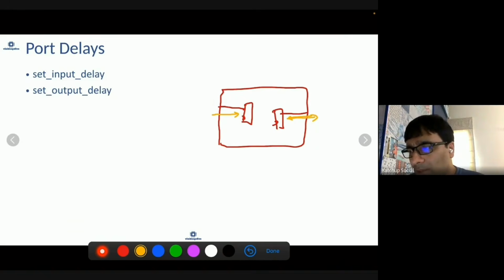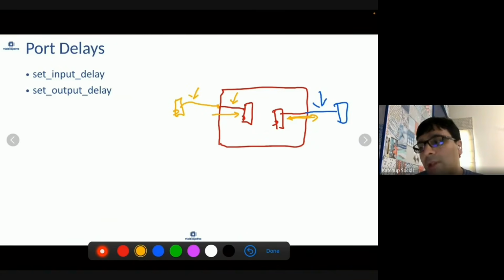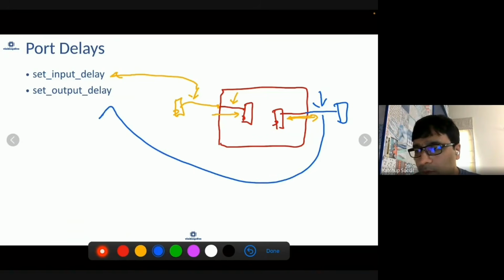Now, in order to meet this timing, you need to know what is the delay on this path. But since this is not a flop, you also need to know, when this is connected, what will be the delay on the outside of this design. And on the output side, what will be the delay here on this path. These delays are specified using the input delay and output delay commands. So you define the delay on the outside logic of this design using the set input delay command, and the delay on the output port on the outside of the logic using the set output delay command.